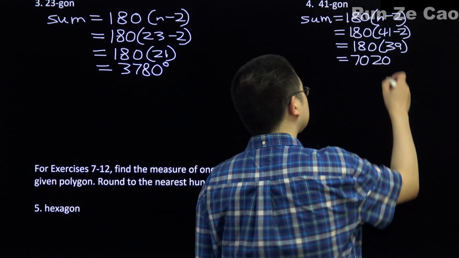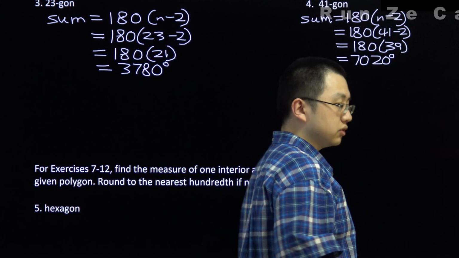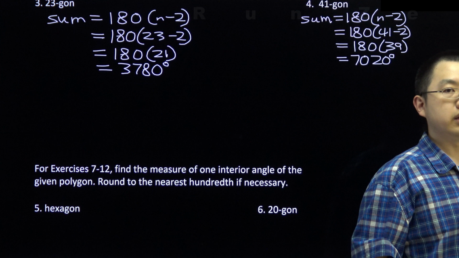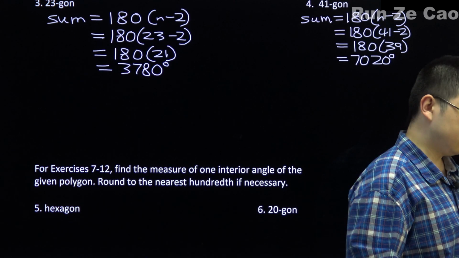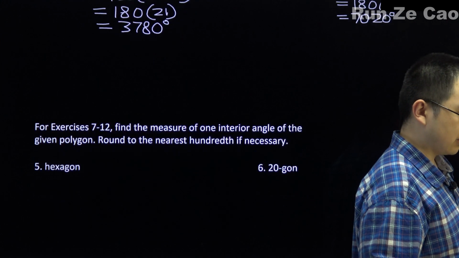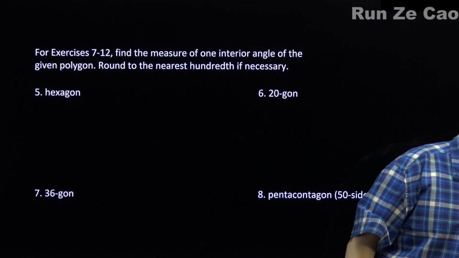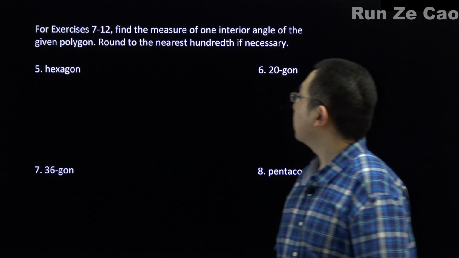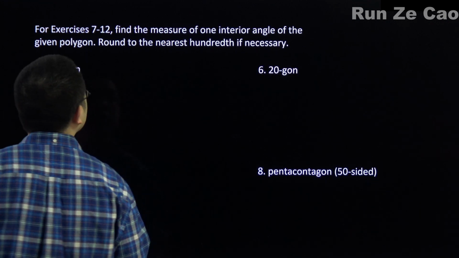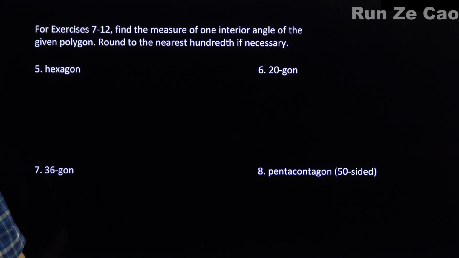So, it's important in geometry that you check your units, assuming units are given or assuming you're finding an angle. So label units carefully. For these exercises, find the measure of one interior angle of the given polygon. Round to the nearest hundredth if necessary.